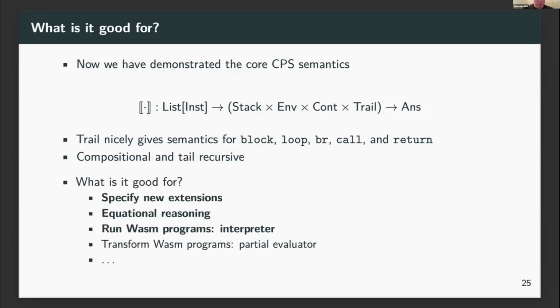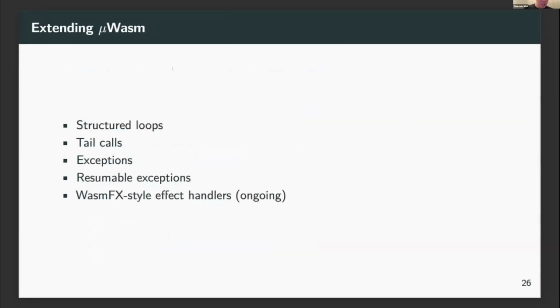So what are they really good for? I will demonstrate several use cases for this style of semantics. One is to specify new extensions in the language, and we can also support equational reasoning, or we can use this semantics to implement an interpreter to run Wasm programs. And there are also possibly ways to build partial evaluation on top of this interpreter, which is current future work. So for the extensions, we have looked at several extensions.